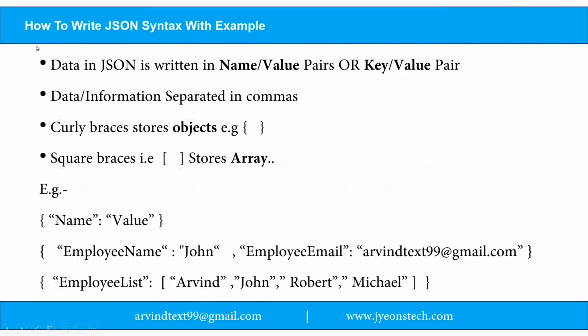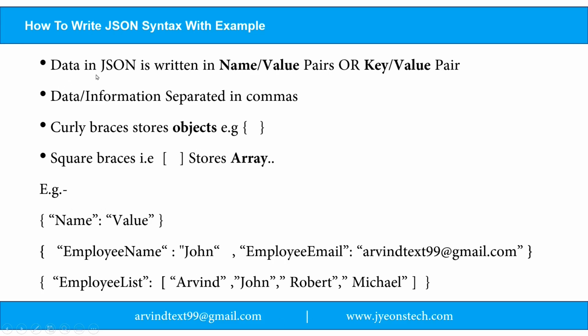Next is how to write JSON syntax with example. Data in JSON is written in name value pairs or key value pairs, and data is separated by commas. Curly braces store objects. These are the curly braces, and they store the object. Square braces, that is this one, store the array. Don't worry, I will explain with this example.